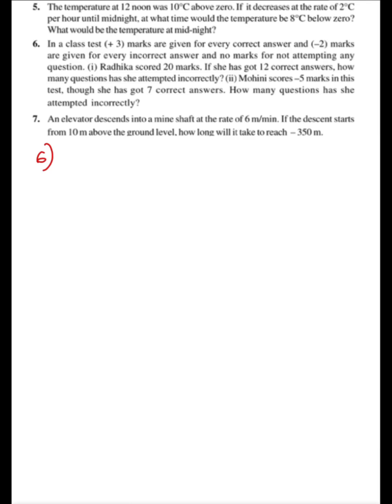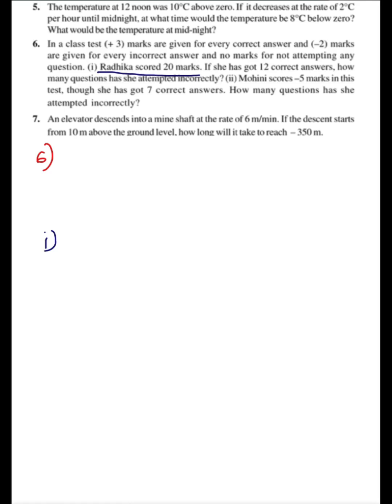Now what is the marks for incorrect answer? If you are getting any incorrect answer, then you will get minus 2 as the mark for that particular answer. Okay. Now the question is that Radhika scored 20 marks. If she has got 12 correct answers, how many questions has she attempted incorrectly? Okay. So first, Radhika scored 20 marks means what? Total marks scored by Radhika is equal to 20.